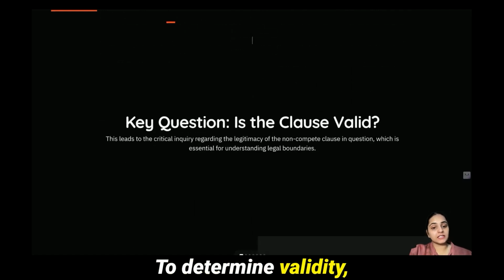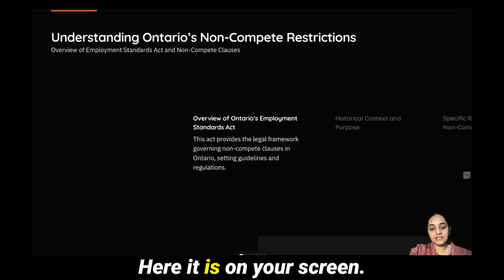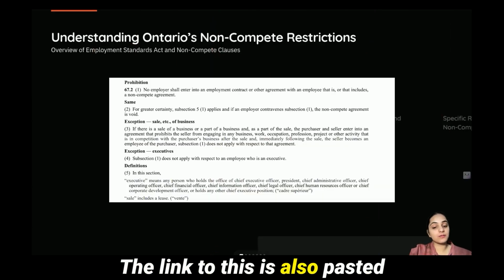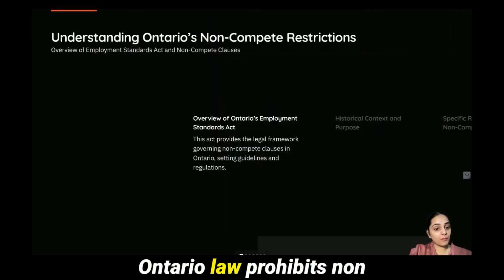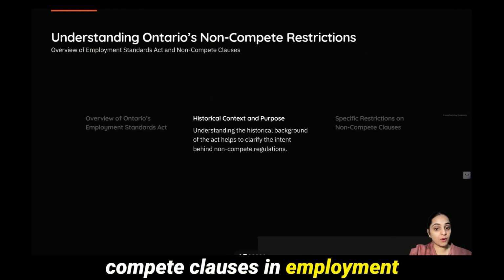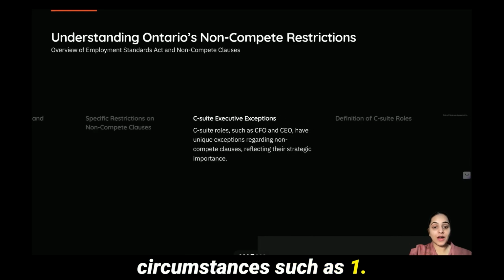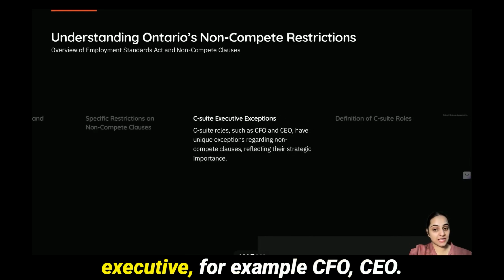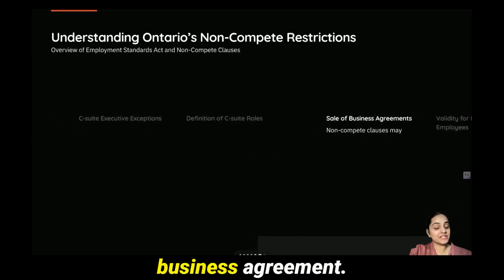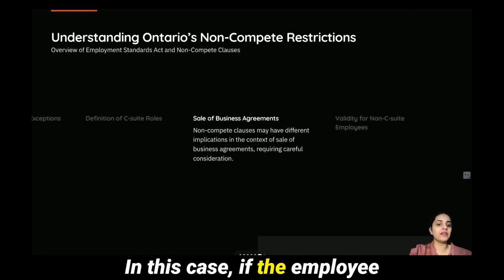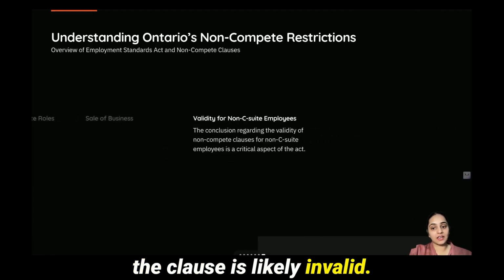To determine validity, we look to Ontario's Employment Standards Act. Here it is on your screen. The link to this is also pasted in the description box so that you can refer to it later. Ontario law prohibits non-compete clauses in employment agreements except in limited circumstances, such as 1. If the person leaving is a C-suite executive, for example, CFO, CEO. 2. If it's part of a sale of business agreement. In this case, if the employee is not a C-suite executive, the clause is likely invalid.